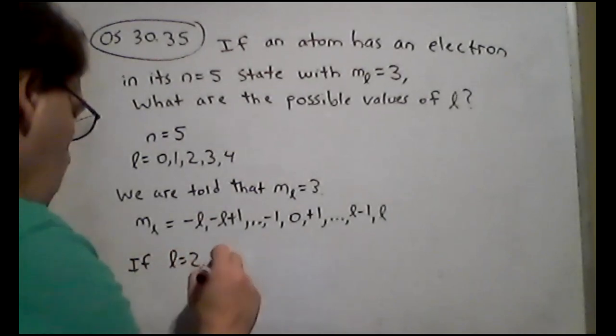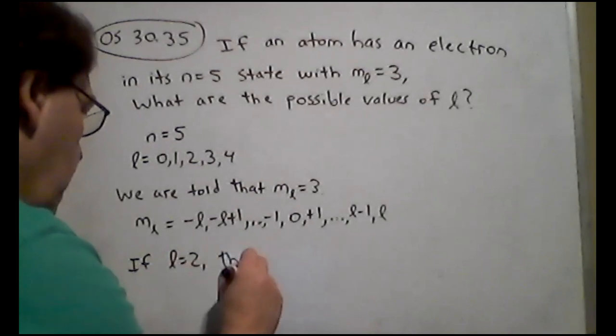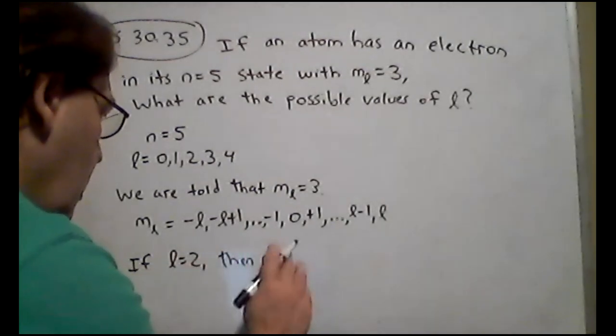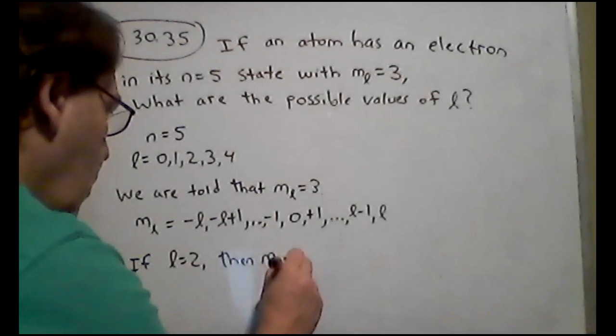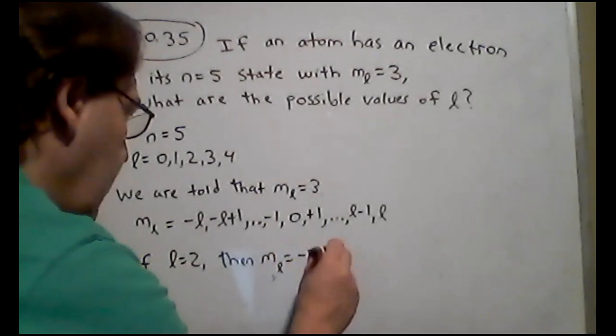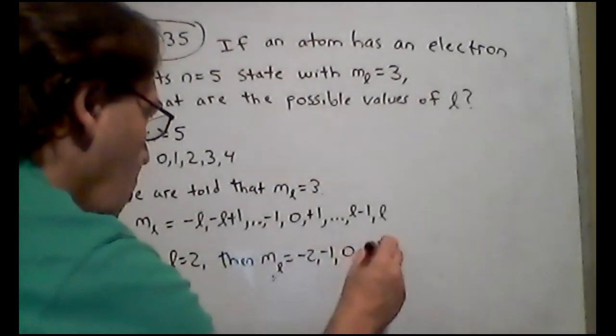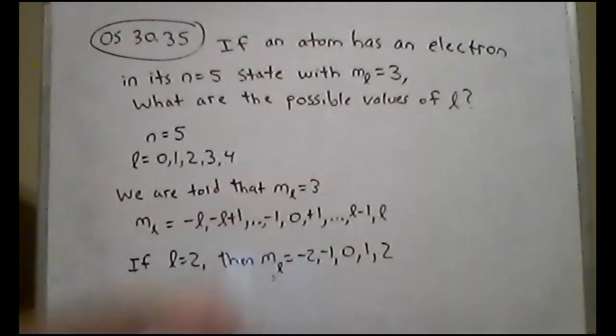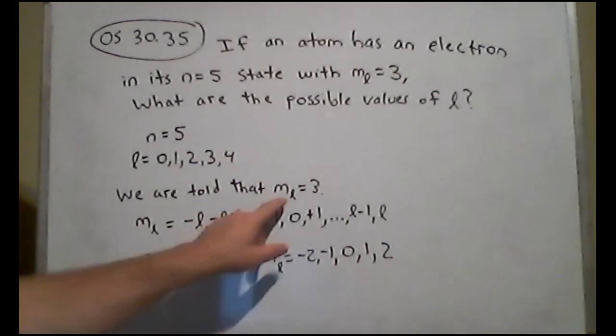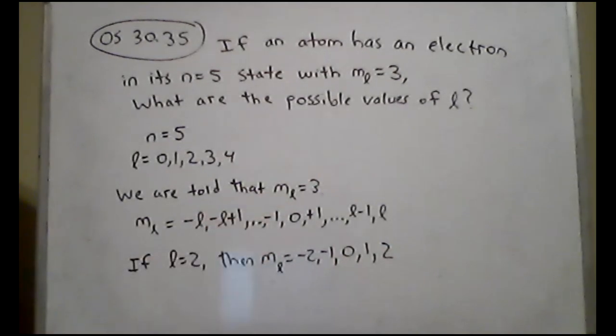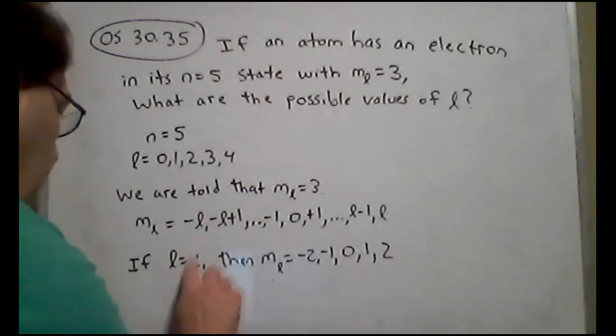Then M sub L would only be able to equal negative 2, negative 1, 0, 1, or 2. But M sub L equals 3. That means that L cannot be 2, L cannot be 1, L cannot be 0. There's no way that L can be 2 and have M sub L to be 3. L has to at least be 3.